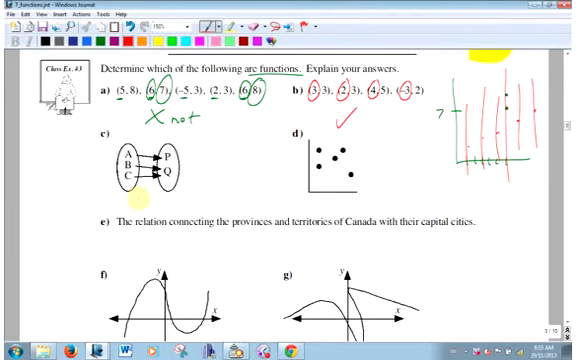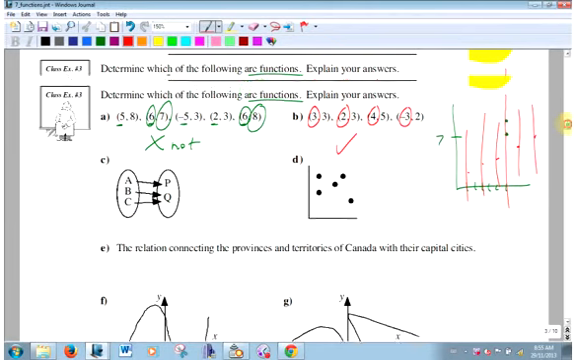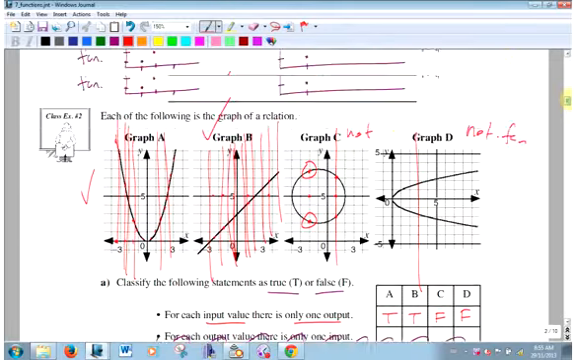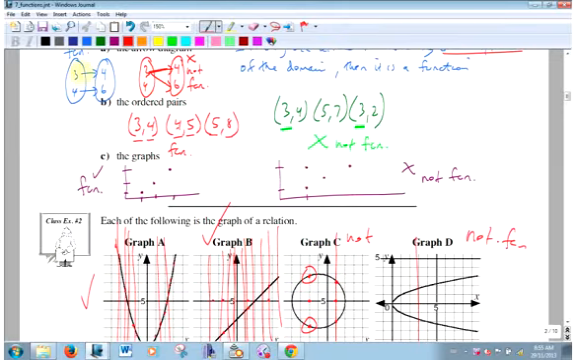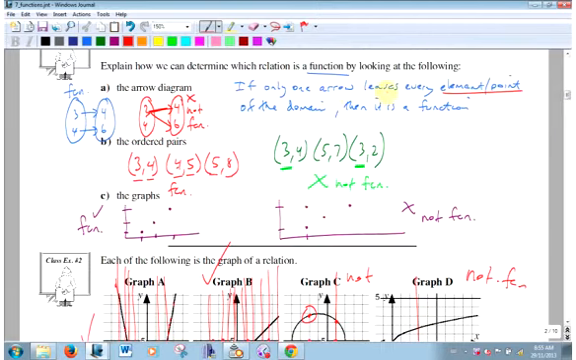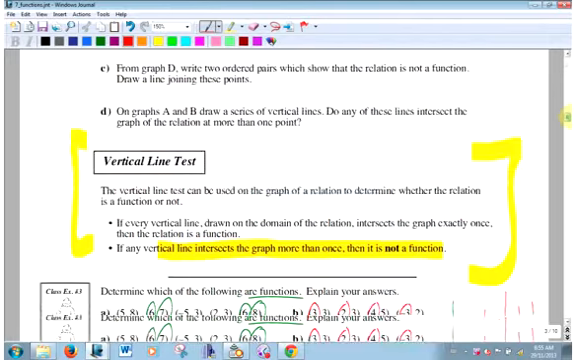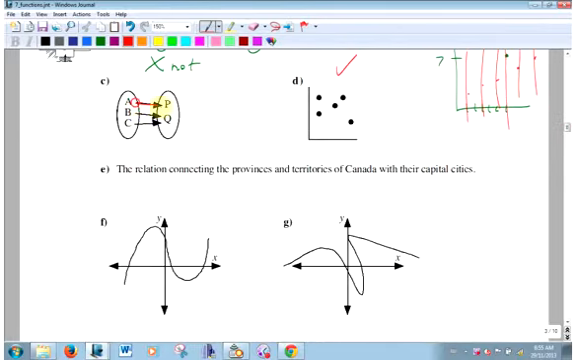How do you know if that's a function or not? Let's go back. I know I saw something back here with arrows. All right. That is a function. This isn't. As long as I don't have 2 arrows coming from one of the inputs, it's a function. 1 arrow, 1 arrow, 1 arrow, that's okay. That's a function.